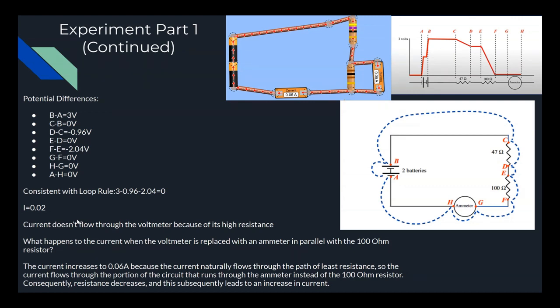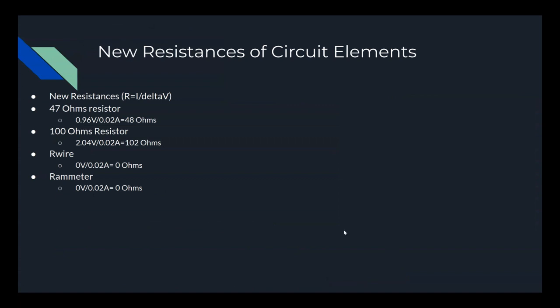And when we replace the voltmeter with an ammeter in parallel with the 100 ohm resistor, the current ends up increasing to 0.6 amps because it naturally flows through the path of least resistance, meaning it doesn't pass through the 100 ohm resistor, and as a consequence, the resistance present in the circuit becomes less, and consequently, the current increases.